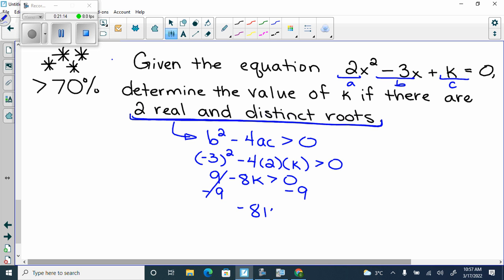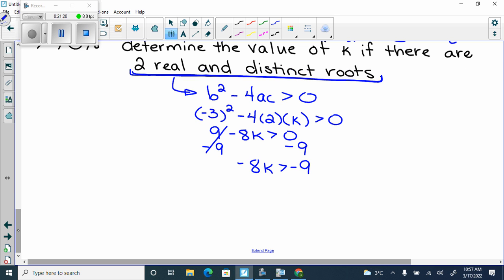Negative 8K is greater than negative 9. Then what do we do? You're going to divide by the negative 8. And when it's an inequality and you divide by a negative, what happens? Your inequality sign flips. If you divide by a negative, your inequality sign flips. Other than that, an inequality sign does nothing different. Normally your inequality sign just sits there and you do all the same solving as if it was an equal sign, correct? The only difference with an inequality is if you divide by a negative, the inequality sign flips.